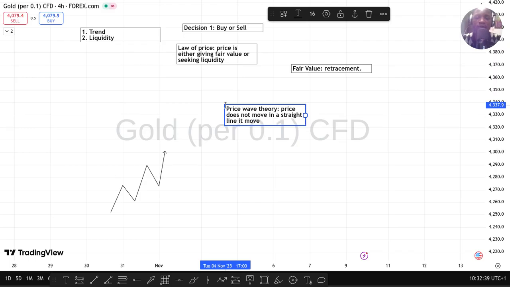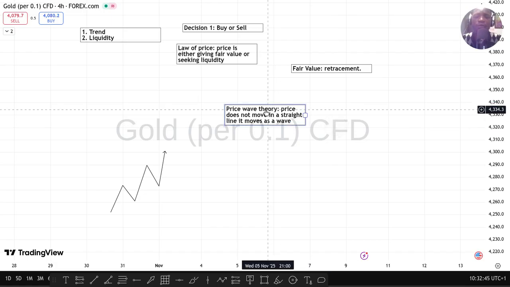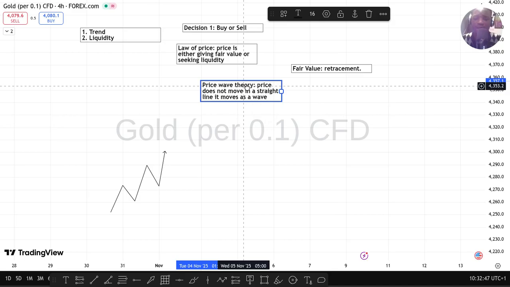It moves as a wave. It means that if price is moving up or price is moving down, or an asset is selling or buying, it will not move in that direction in a straight line. Price moves as a wave.